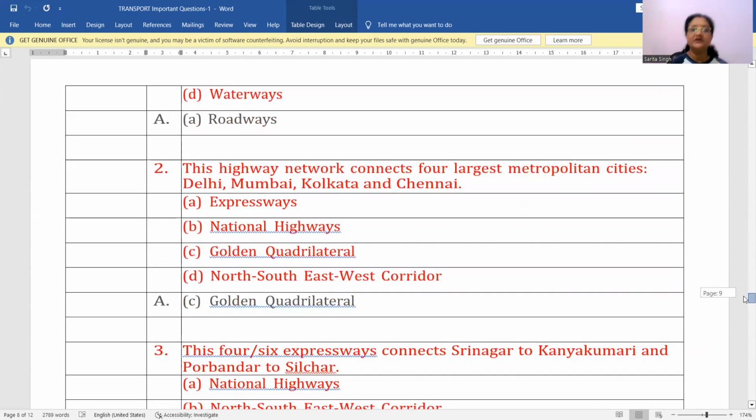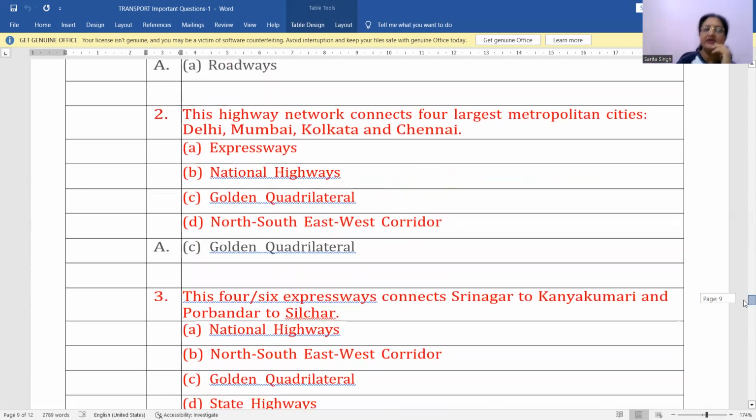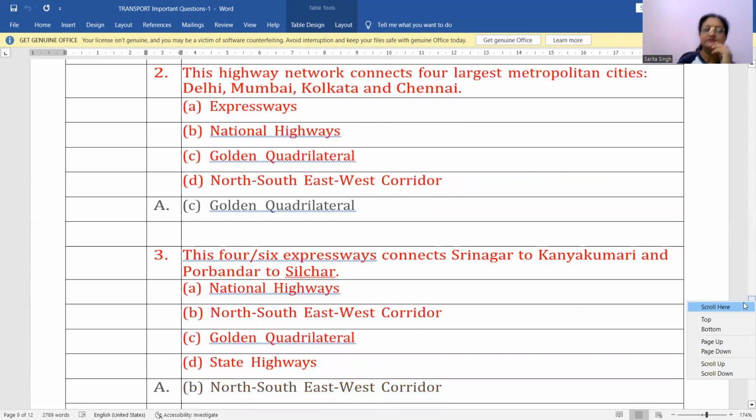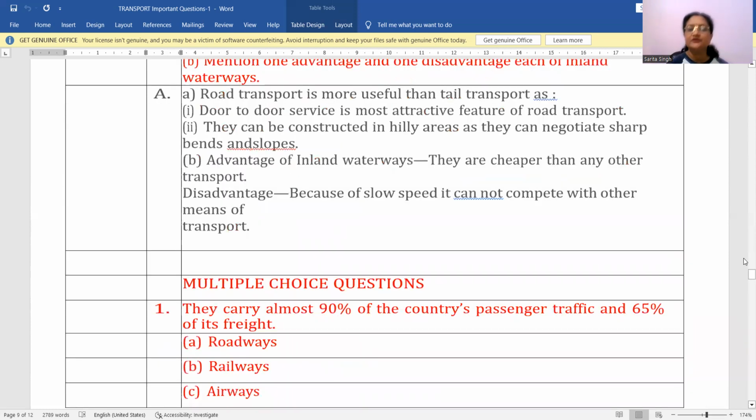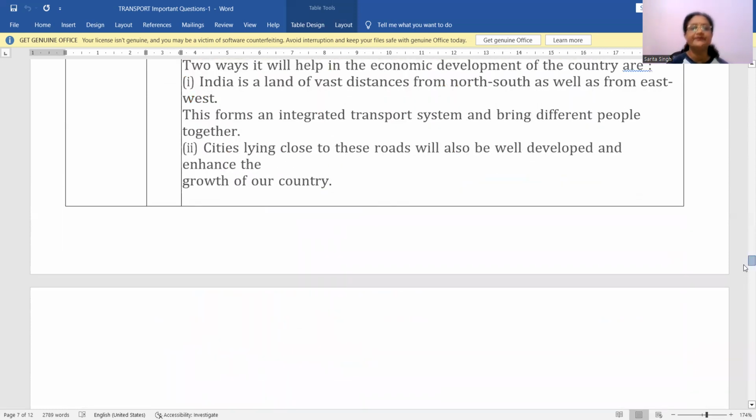The highway network connects four largest metropolitan cities: Delhi, Mumbai, Kolkata, Chennai, and this project is termed as Golden Quadrilateral. 4 or 6 lane expressways connect Srinagar to Kanyakumari and Porbandar to Silchar. It is the north, south, east, west corridor. Okay. Then come to the next one.